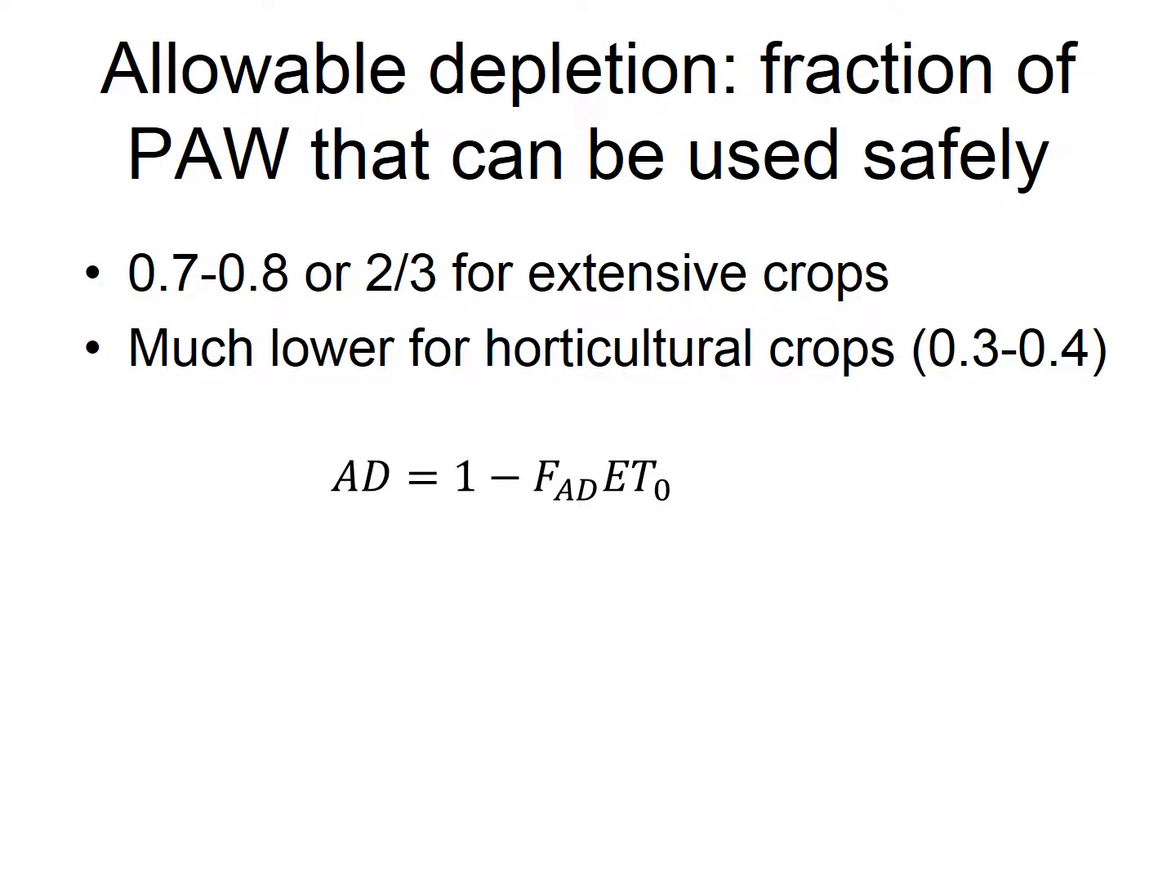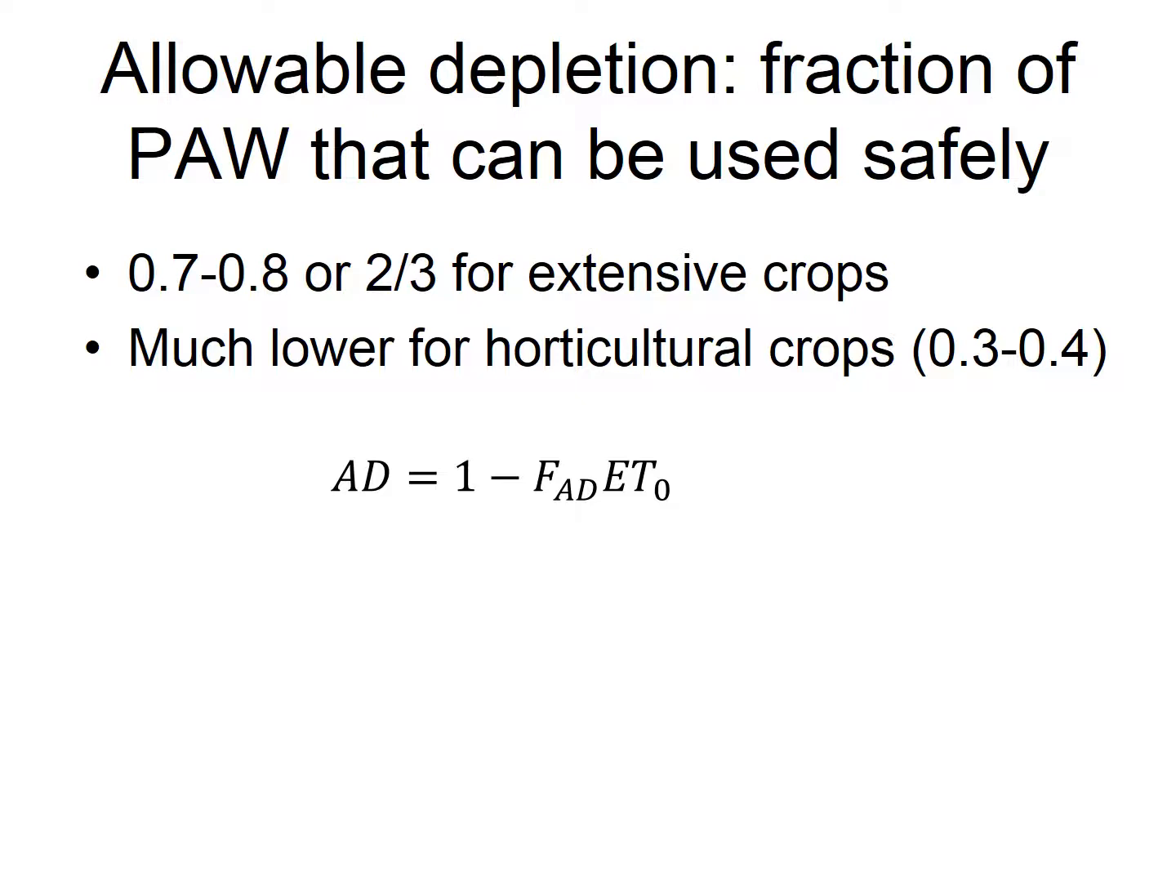The third factor to calculate the critical soil water deficit is the allowable depletion. That is the fraction of plant available water that can be used safely. In other words, the fraction of plant available water that can be extracted from the soil without entering into water stress. For extensive crops, when expansion is not needed anymore, we can use a general value for allowable depletion between 0.7 and 0.8. In other words, 2/3.